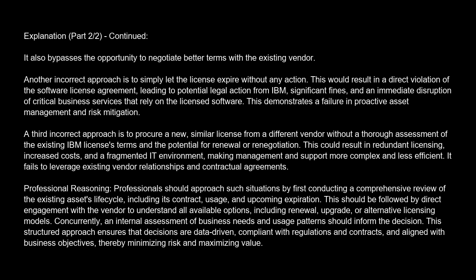Another incorrect approach is to simply let the license expire without any action. This would result in a direct violation of the software license agreement, leading to potential legal action from IBM, significant fines, and an immediate disruption of critical business services that rely on the licensed software. This demonstrates a failure in proactive asset management and risk mitigation. A third incorrect approach is to procure a new, similar license from a different vendor without a thorough assessment of the existing IBM license's terms and the potential for renewal or renegotiation.